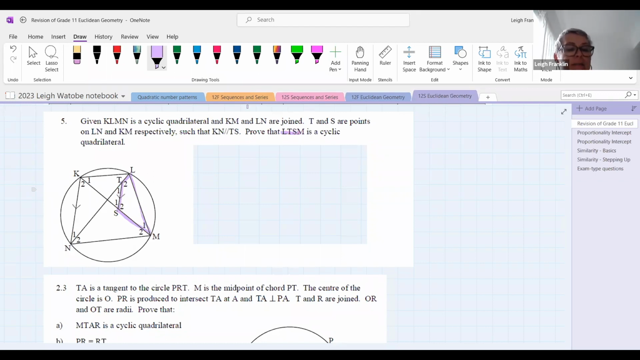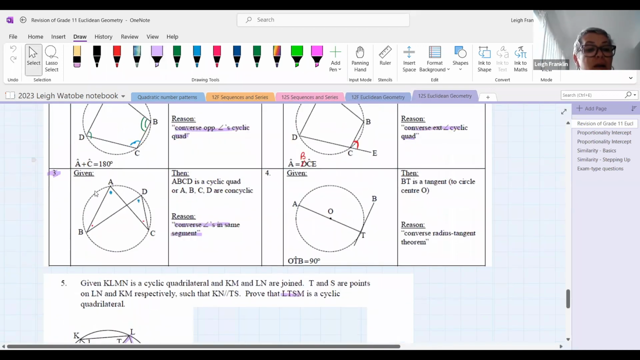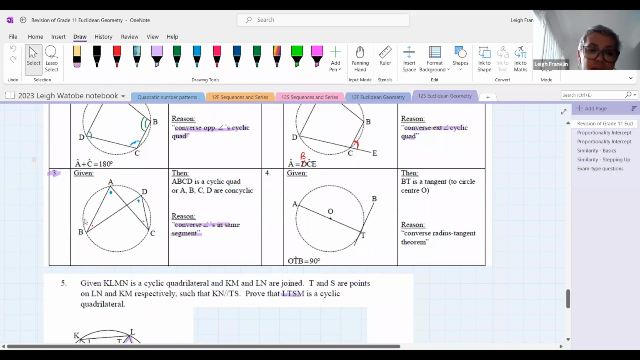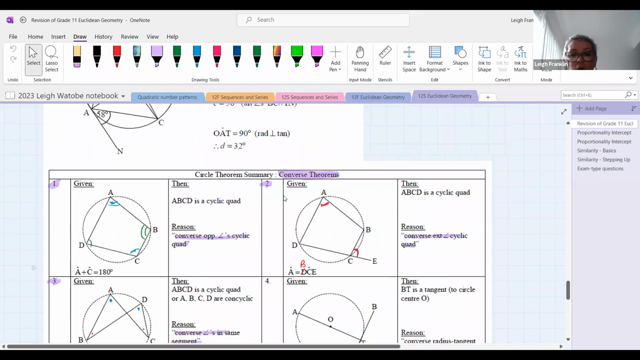Can you see that inside this would-be cyclic quad, there is no bow tie? That means using reason 3, converse angles in the same segment, is not going to work, so we can't use that. Let's try the next best one. If you see a bow tie inside, try converse angles in the same segment. If that doesn't work, then try converse exterior angle of a cyclic quad, and use converse opposite angles of a cyclic quad as a last resort, because that's the most difficult.